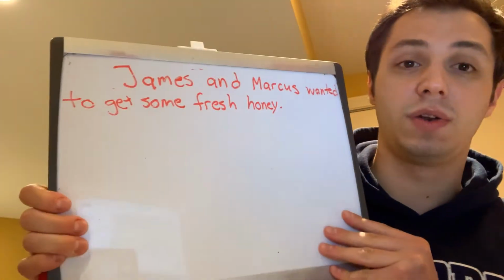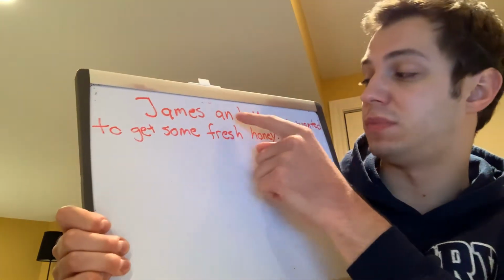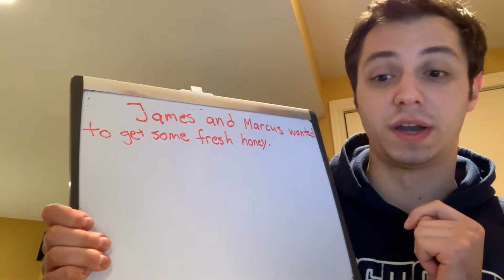So once again, we are given 4 boxes. The first box gives us the first sentence of our first paragraph, which I have written here. Notice that I have indented, and then the first sentence is: James and Marcus wanted to get some fresh honey. Then you are given a picture. We're going to describe what's happening in that picture for our first paragraph. We notice that in the picture it names Marcus, James, and then it gives us a keyword, the beehive.